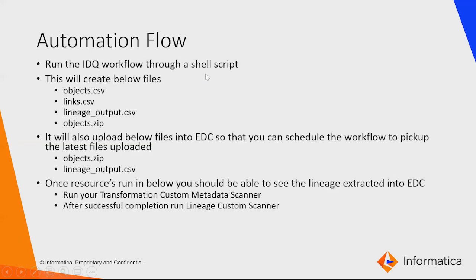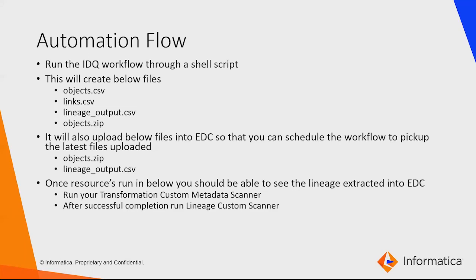Once we trigger the workflow, it is going to run three mappings. The first mapping is going to create the object.csv file, the second mapping is going to create the link.csv file, and the third mapping is going to create the lineage.output.csv file. Okay, now what happens once these three files are created? We are calling a command task in the workflow, which is going to trigger a shell script.